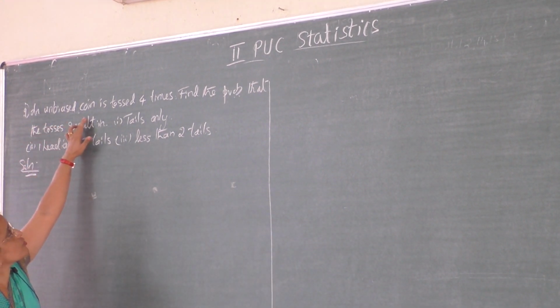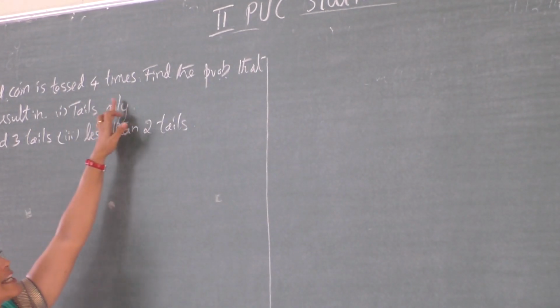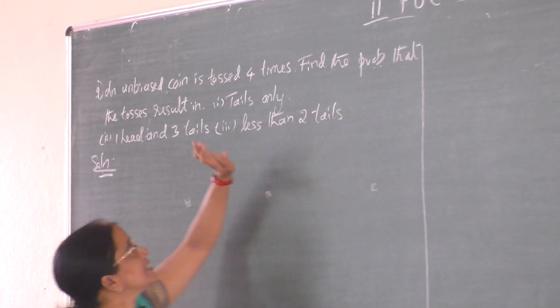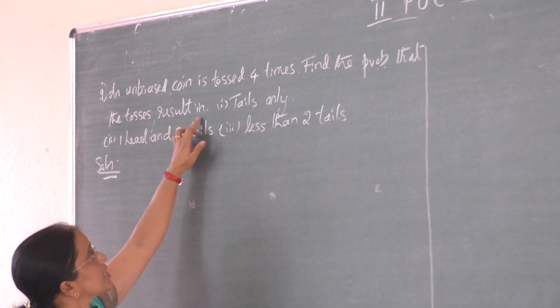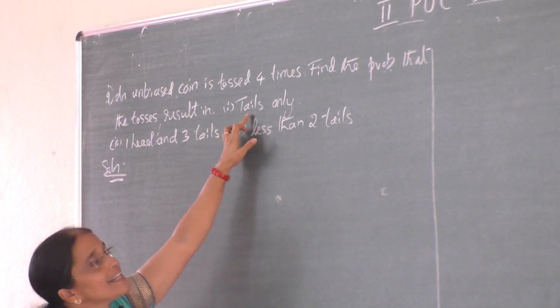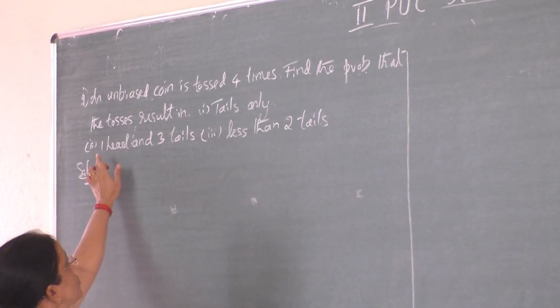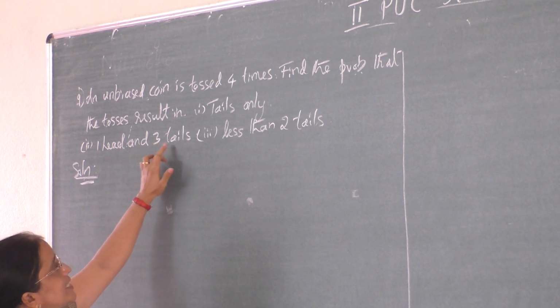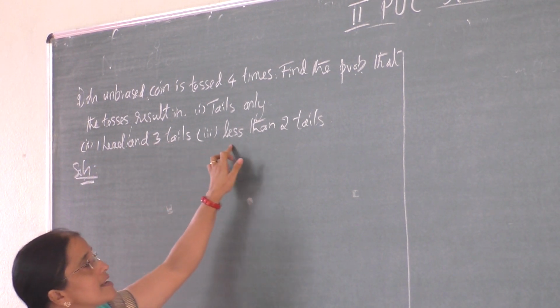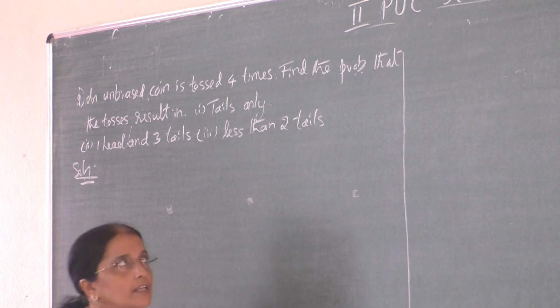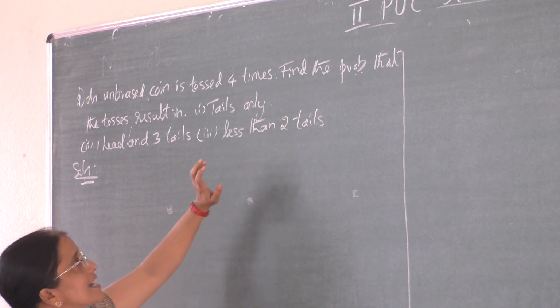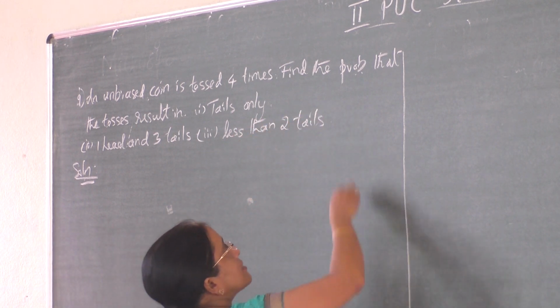An unbiased coin is tossed 4 times. Find the probability that the tosses result in question number 1, tails only; question number 2, 1 head and 3 tails; question number 3, less than 2 tails. Now here first it is asked to find the probability.